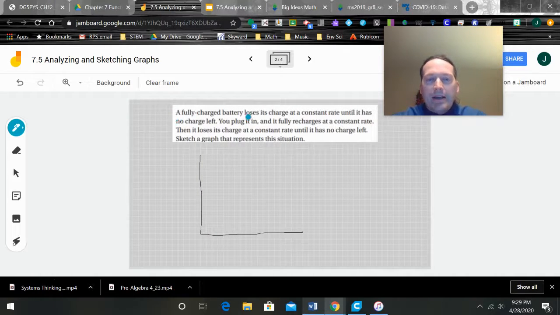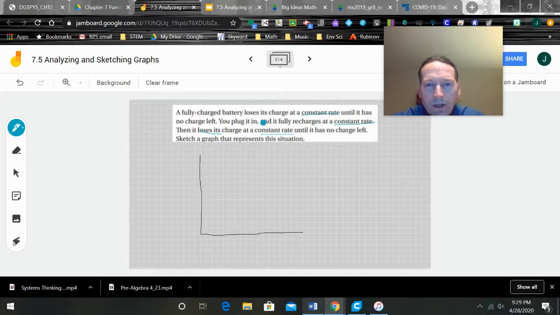Okay. Let's look at the next one. A fully charged battery loses its charge at a constant rate. Okay, there's that constant rate again. So it's going to be linear until it has no charge left. You plug it in, and it fully recharges at a constant rate. Then it loses its charge at a constant rate until there's no charge left. So it's going to be full charge, go down to nothing, go back up to full charge, and then go down to nothing.